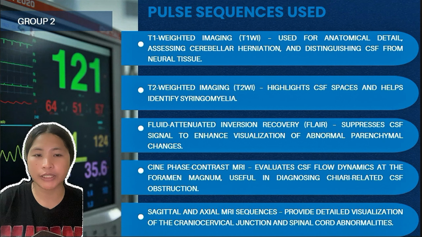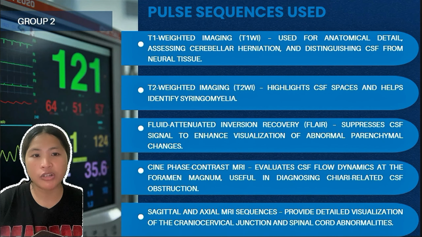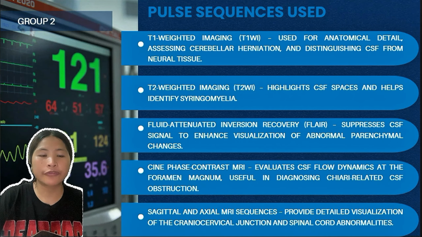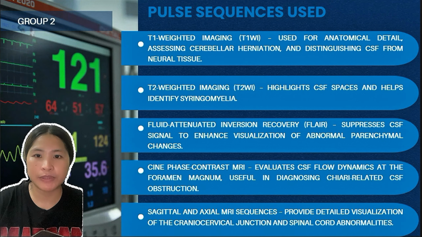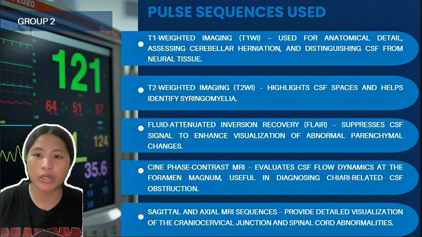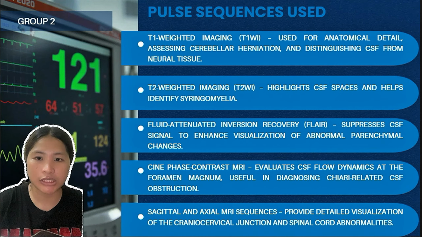Good evening, sir. I am Laika here from Group 2. So, my topic is about the four sequences used. So, first is T1 weighted imaging. So, what is T1 weighted imaging? It is used for anatomical detail, assessing cerebellar herniation and distinguishing CSF from neural tissue.